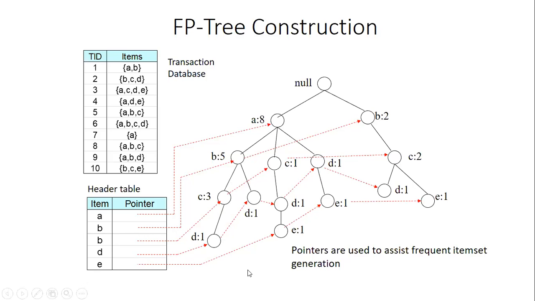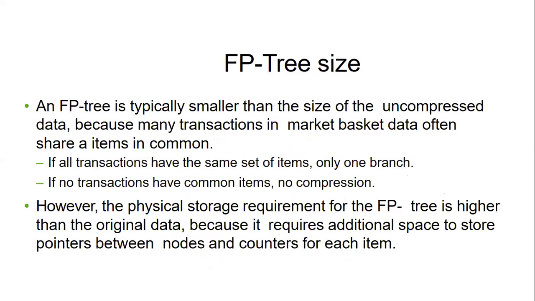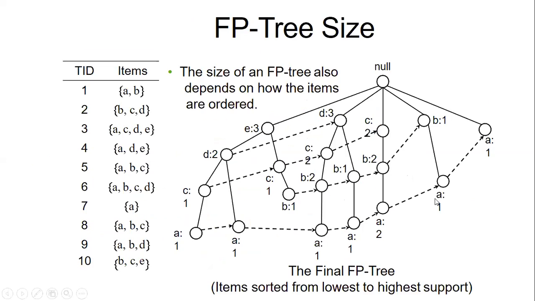So here we have got this tree formation because we have arranged the items in decreasing order based on the support count. Suppose if you had arranged the items in increasing order of the support, then how the tree looks like, I'll show you. Okay, that is based on the FP tree size.